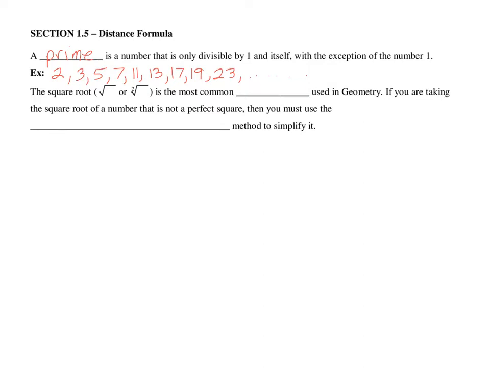All right, now the square root, here we have the symbol for the square root. This is the same thing here. Now square root is used so often that very often they'll omit the 2 for this particular radical. All right, square root is the most common radical used in geometry. If you're taking the square root of a number that is not a perfect square, then you must use the prime factor tree.